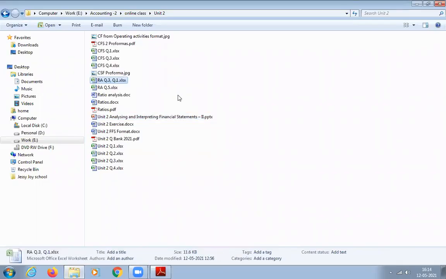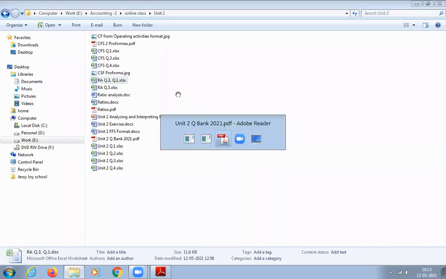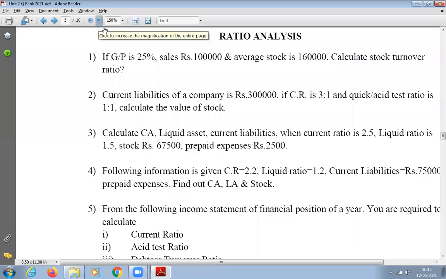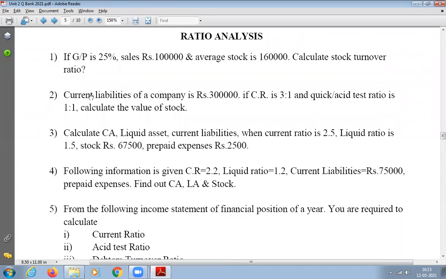Okay, so we will do some problems. We have some questions. So we'll do question number 3. Can someone read question number 3? Calculate current asset, liquid asset, current liability, when current ratio is 2.5, liquidity ratio is 1.5, stock rupees 67,500, prepaid expense rupees 2,500. Okay. Thank you, Rima.